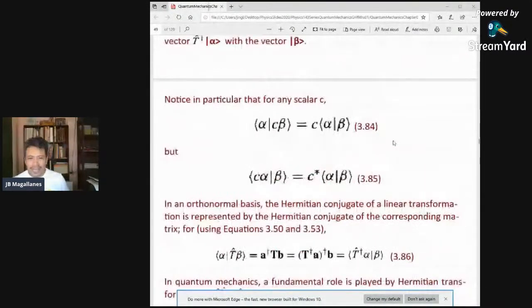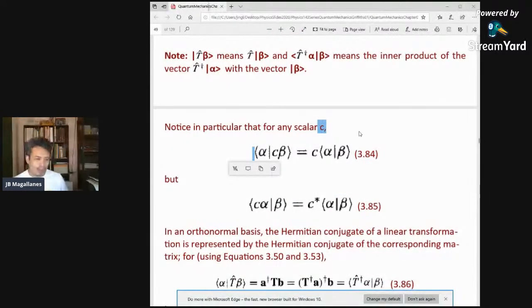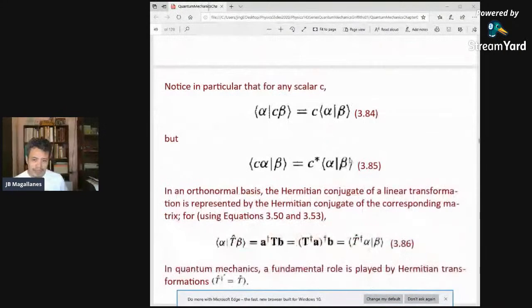By the way, for any complex scalar C, the inner product of alpha C beta, C is just a scalar. You can take C out of the inner product. But if C is located in front of alpha, this will just be equal to the conjugate of C times alpha beta. This means that all the i's in C would have to be changed to negative i.